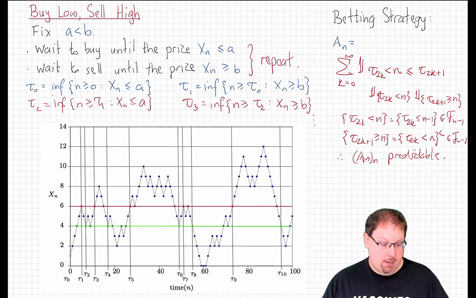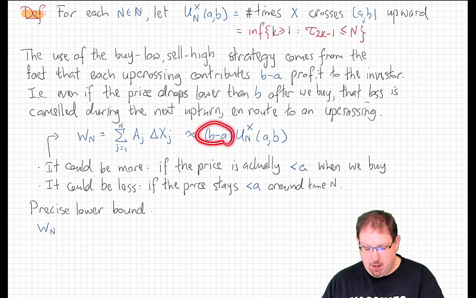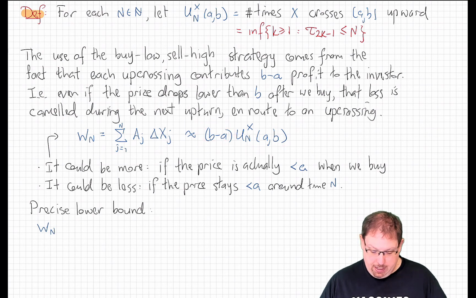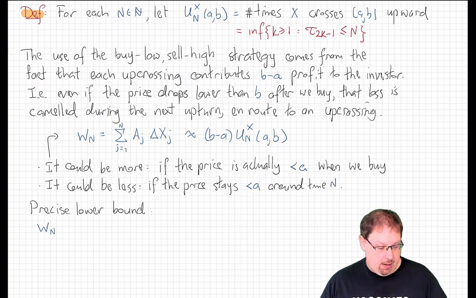So let's make that precise. If we want to keep track of the exact amount of profit that we make using the buy low, sell high strategy, our intuition is that our total profit up to time n should be about B minus A times the number of upcrossings in the interval from 0 up to n. But it could be more than that if the price started below A, like in our example, and it could also be a little less than that if the price stays below A around the end time n of when we're betting.